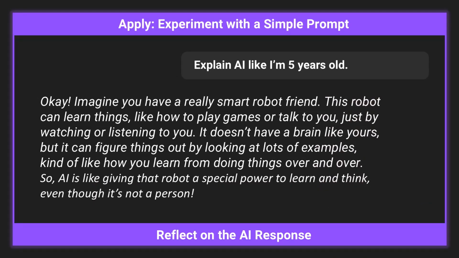Okay, imagine you have a really smart robot friend. This robot can learn things, like how to play games or talk to you, just by watching or listening to you. It doesn't have a brain like yours, but it can figure things out by looking at lots of examples, kind of like how you learn from doing things over and over. So, AI is like giving that robot a special power to learn and think, even though it's not a person.